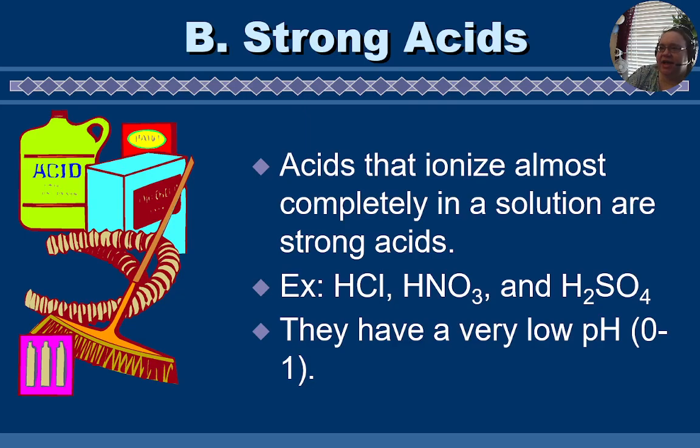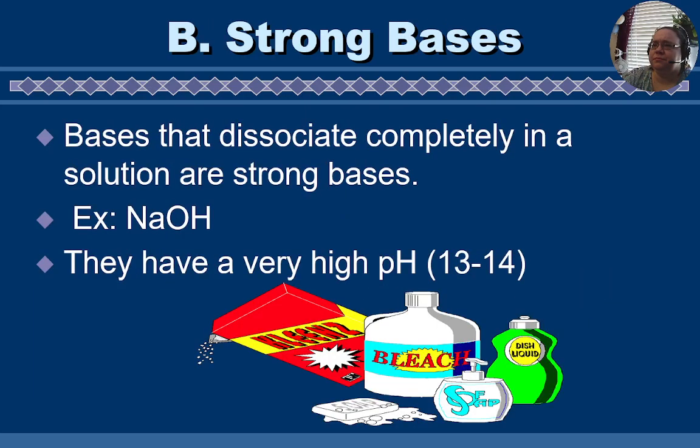Some acids that ionize almost completely in a solution are your strong acids: hydrochloric acid, nitric acid, HNO3, and sulfuric acid, H2SO4. Their pHs tend to be less than 2, so they're at the very end of the pH scale. Anything that is not a strong acid tends to have a pH above 2 but below 7, so between 2 and 7. Your strong bases tend to have extremely high pHs, at the upper end of the pH scale, 13, 14. They're above 12. Your weak bases tend to be between 7 and 12.